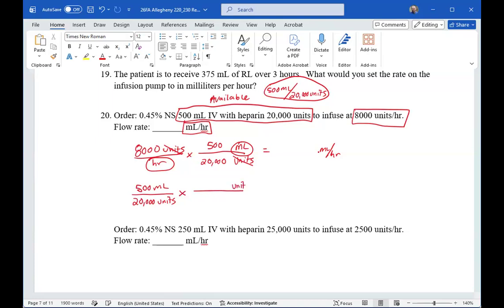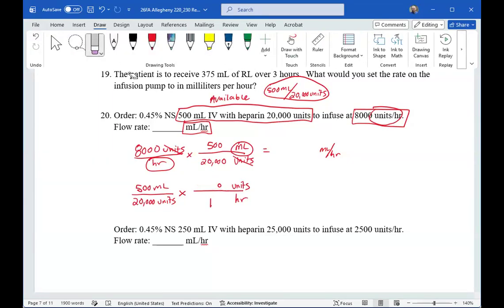So again, I'm going to write units up here. And what's my only other thing that I have that has units in it? It's the units per hour. So 1 hour, 20,000 units. Oh, I'm sorry, 8,000 units. Oops. Let me erase that. Someone will come at me in the YouTube comments and be like, "Why'd you write 20,000 units?" And I was like, "Did you not listen to this?" Okay. So, units is gone. What am I left with? ml per hour.